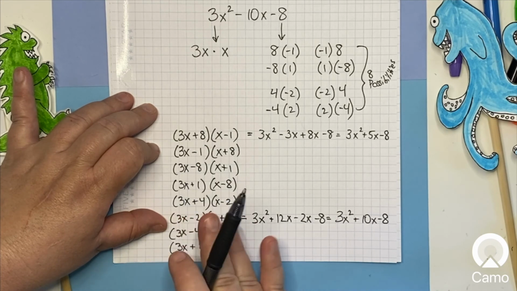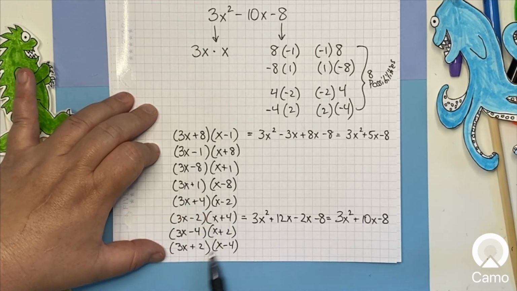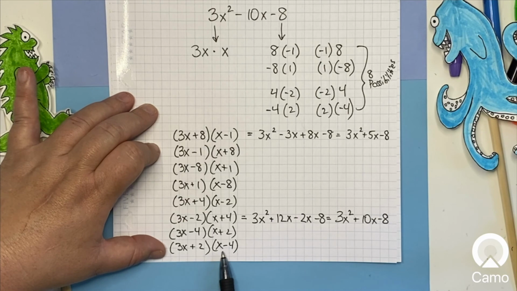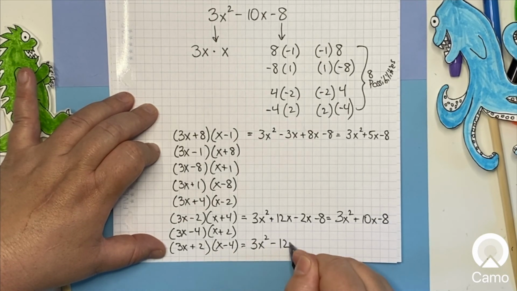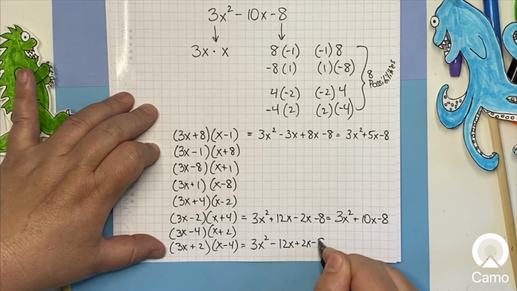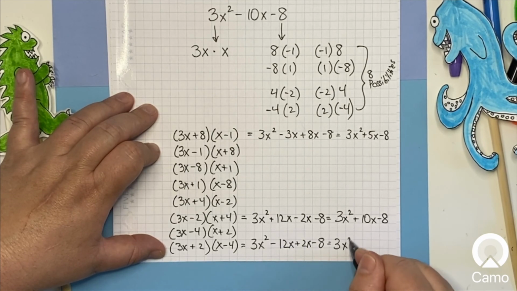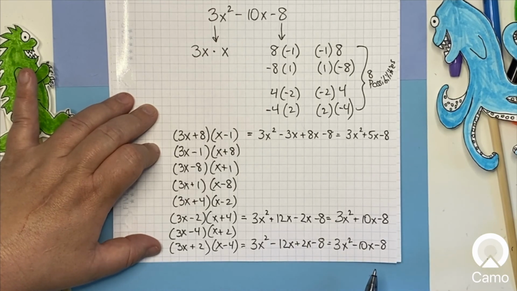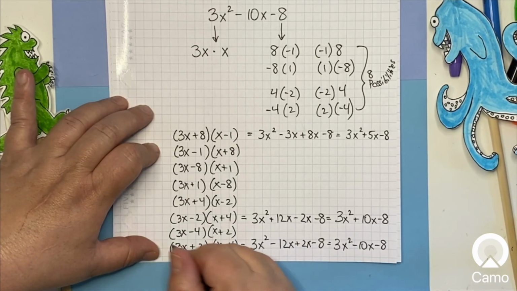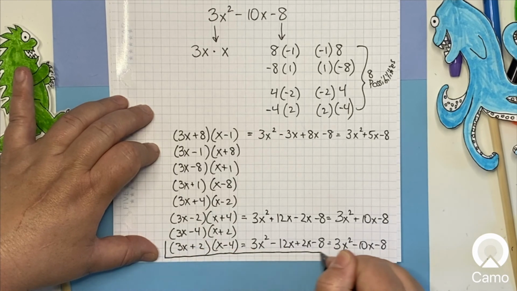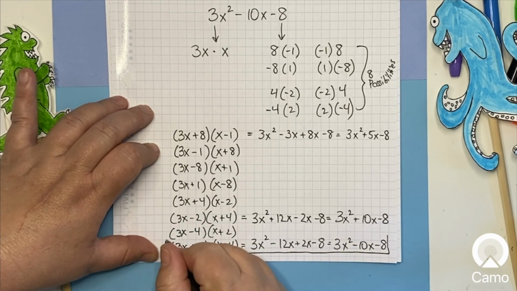So switch the signs. So if I come down here to 3x plus 2, x minus 4, let's try that one. 3x squared minus 12x plus 2x minus 8, which is 3x squared minus 10x minus 8. Oh my gosh, we got it. Look at this. This is the correct one.